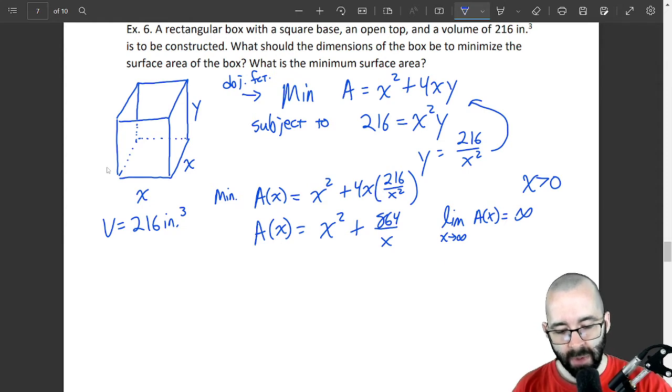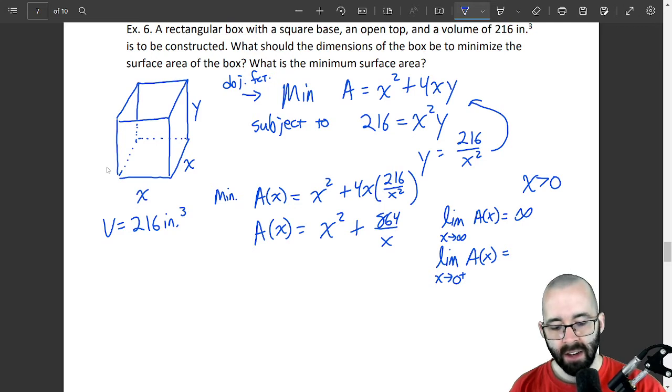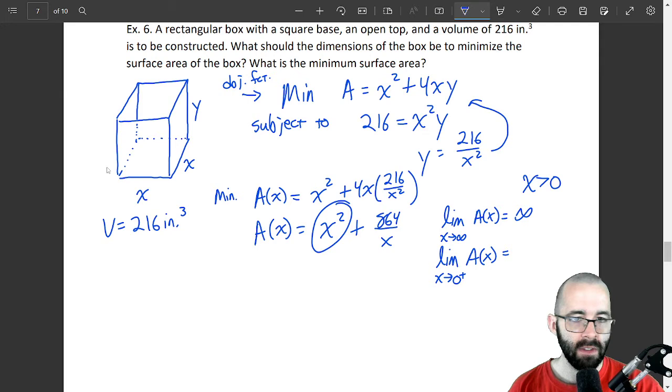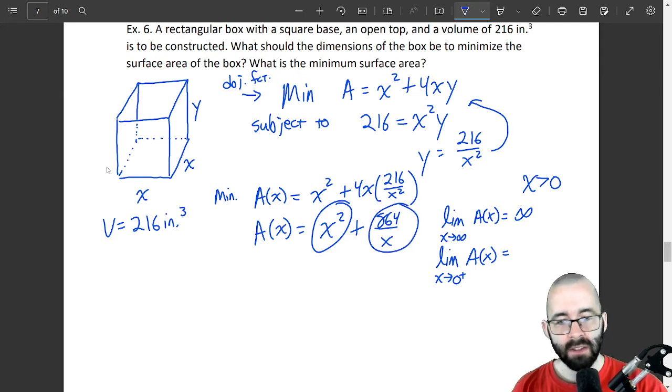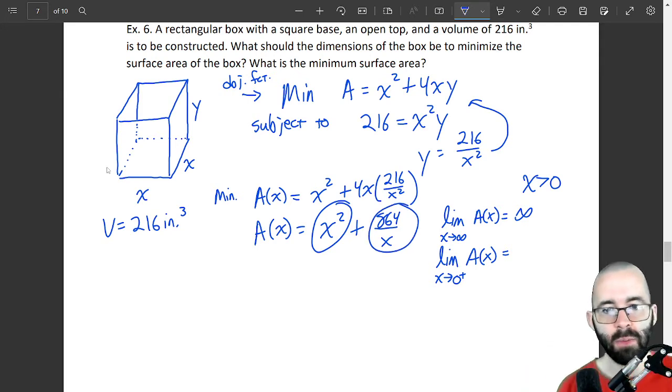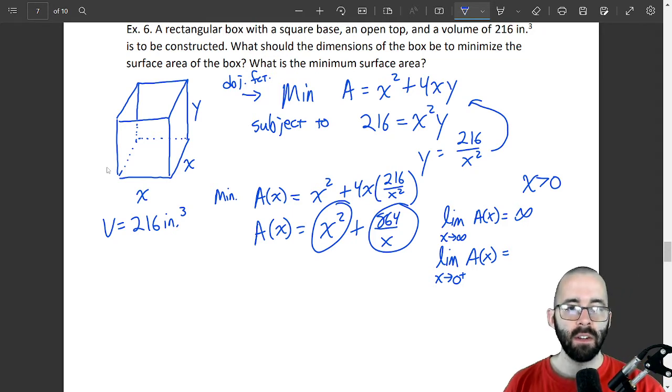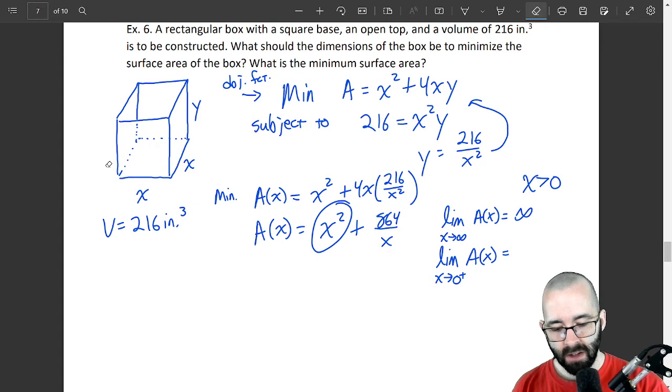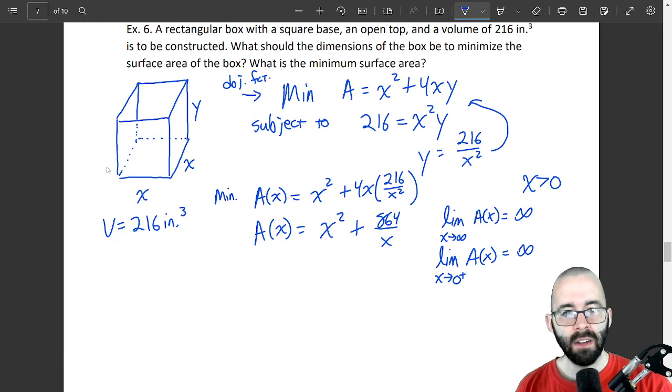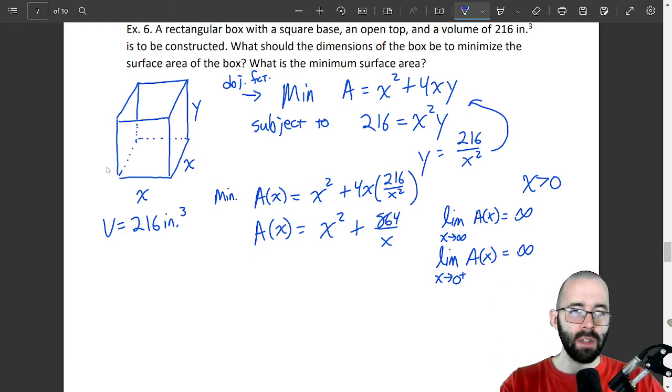Well, that's one end of the domain. Now we have to check the other end of the domain. As x goes to 0 from the right of the area function, well, that's kind of the opposite. Now, as x is going to 0 from the right, this goes to 0, and this goes to positive infinity. This is a reciprocal function from the right. Plug in 0.000001, you're going to get a very, very big answer. So this also goes off to infinity. So at each boundary, it's going off to infinity.